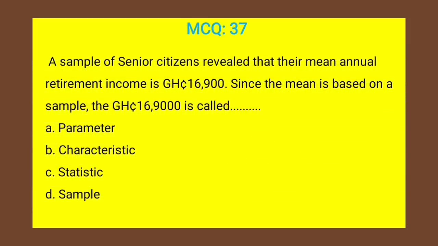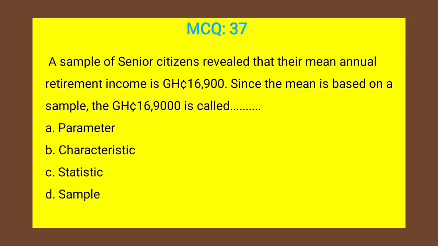Then question 37. A sample of senior citizens revealed that their mean annual retirement income is 16,900 Ghana cedis. Since the mean is based on a sample, the 16,900 is what? 16,900, not 9,000. 16,900 is called. And we are saying that if we are studying a whole population, or the whole group of people, then we are into what? Population.